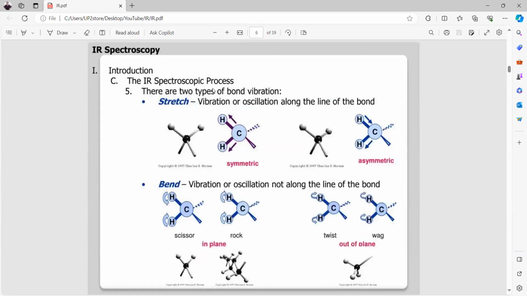In the IR spectroscopic process there are two types of bond vibrations: stretching vibration, or oscillation along the line of the bond, as you can see in these models, which may be symmetric or asymmetric stretch. The second form is bending vibration, or oscillation not along the line of the bond, which may be scissoring or rocking, twisting and wagging, in plane or out of plane. You can see at the bottom of this slide models describing the bending modes.